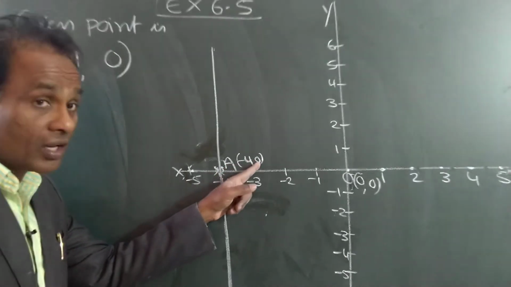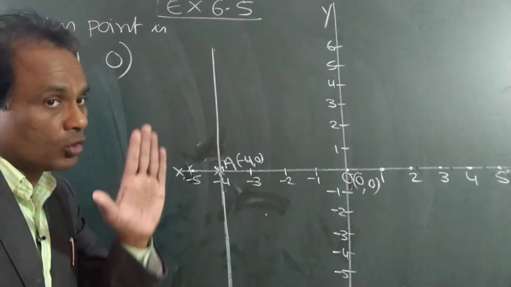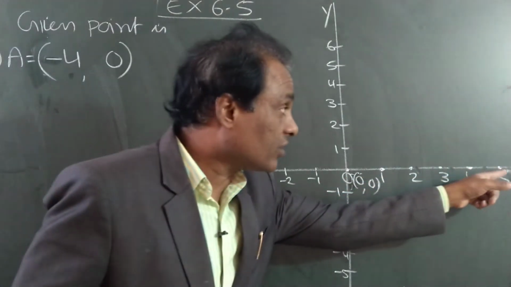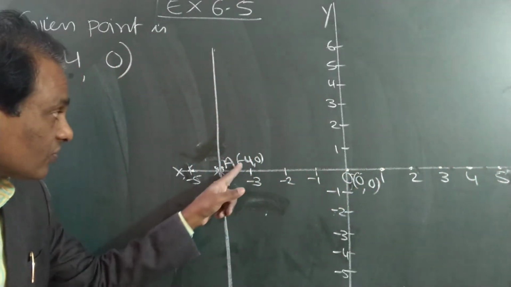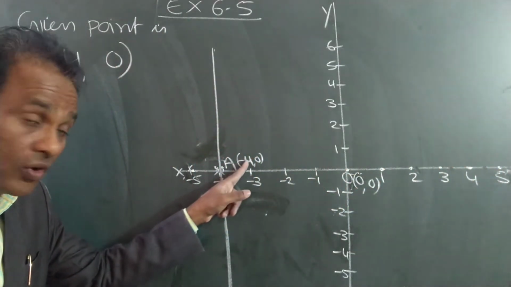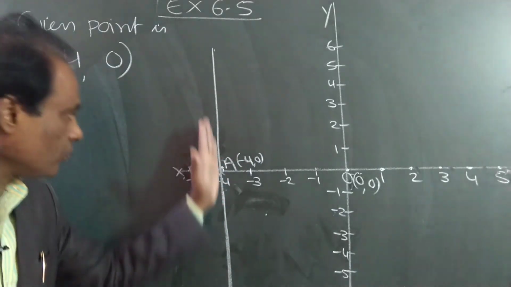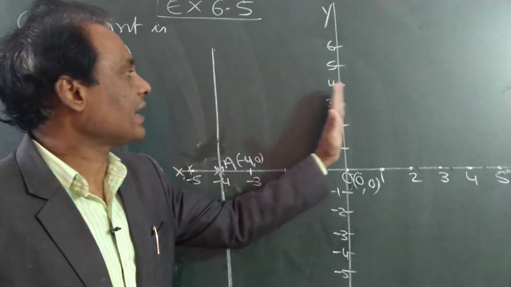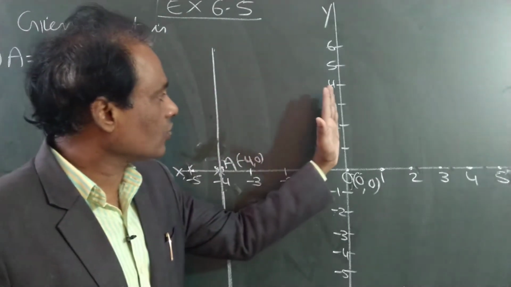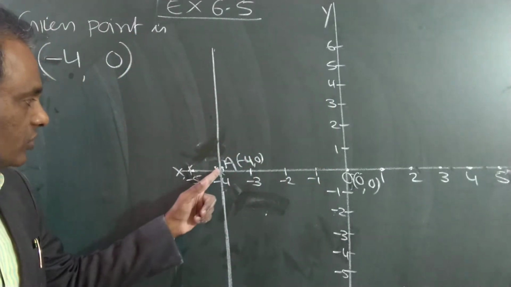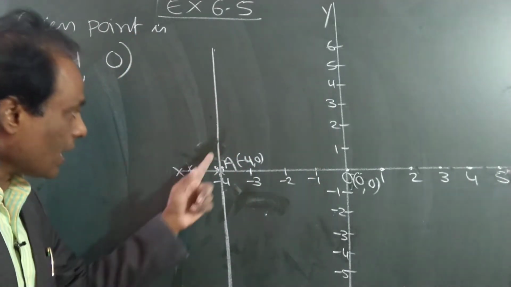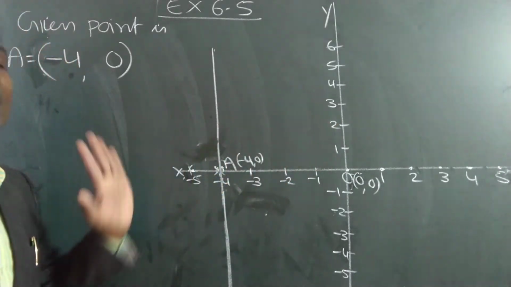Through the -4, 0 point you have to plot. How to plot that -4, 0? On x-axis, x value -4, y value 0. This is -4, 0. So through this point, draw a line parallel to y-axis. This is the required line.